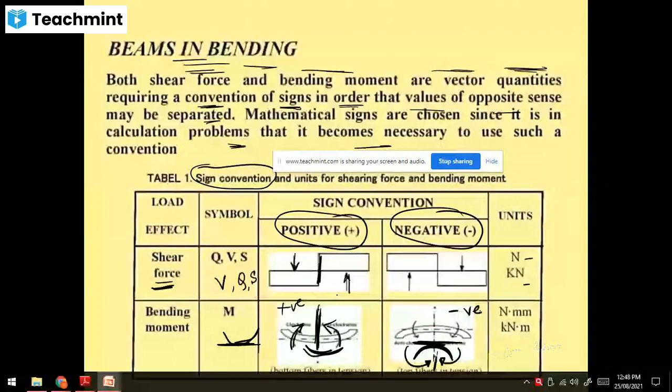Whatever section you have taken, that is positive, and left of the section, if it is upward, hogging positive, sagging negative.